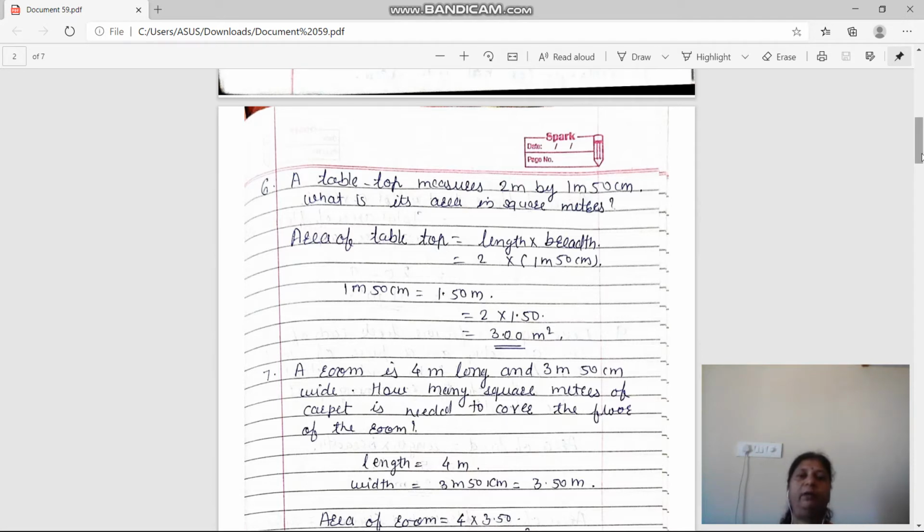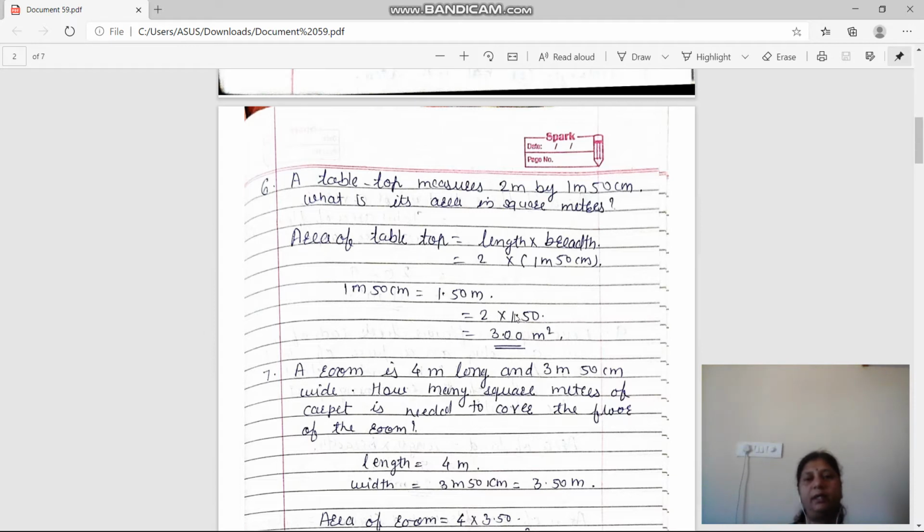Second thing, we have to convert this 1 meter 50 centimeter into meters, because the area is asked in square meters. So 1 meter 50 centimeter we get 1.50 meter, right? 1 meter is equal to 100 centimeter. So 1 centimeter is equal to 1 upon 100. So 50 upon 100 we get 0.50. So it is 1.50 meter. Get it? So length multiplied by breadth.